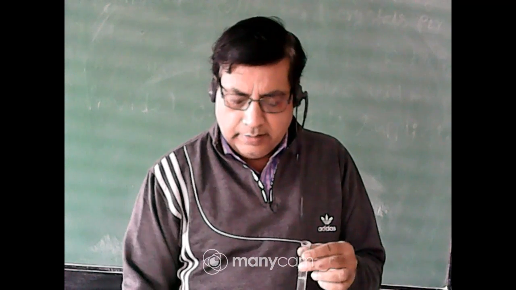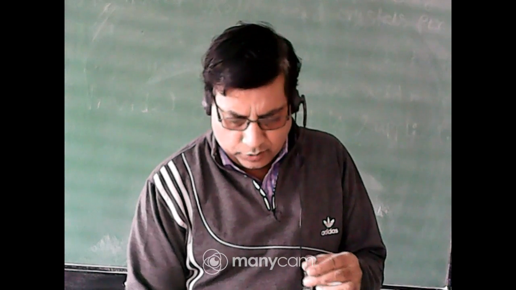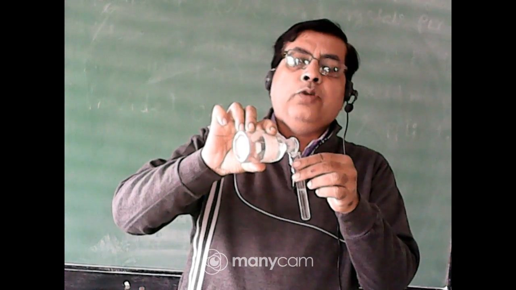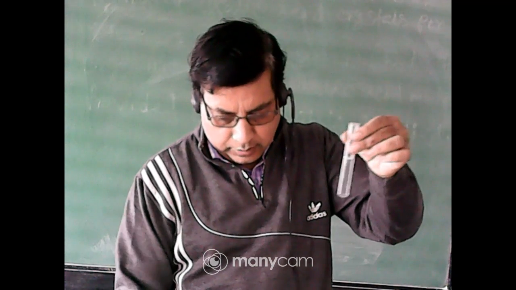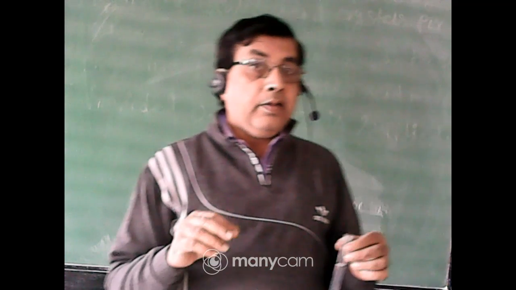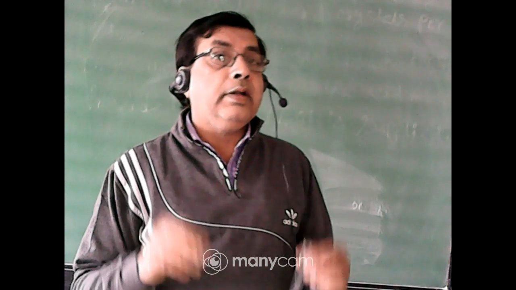Then you add disodium hydrogen phosphate or ammonium phosphate. See, no precipitate. What happens? Groups 1 to 6 are all absent. That means your salt may contain ammonium ion.